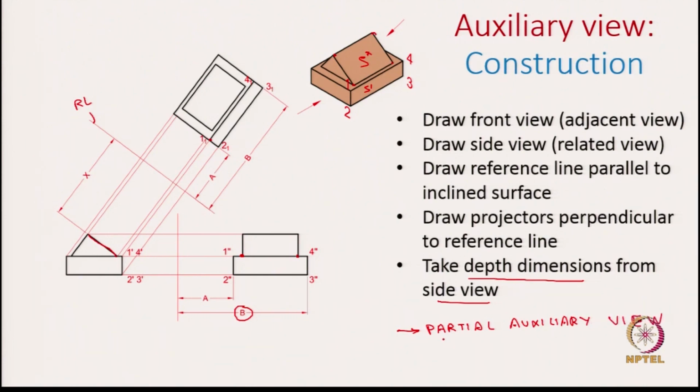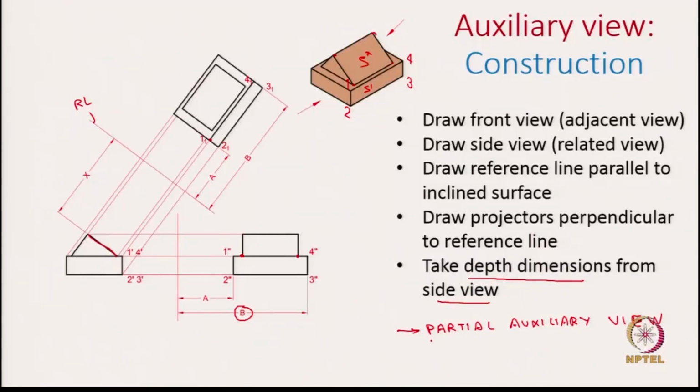In partial auxiliary view, you do not capture the complete object, but instead only capture the surface of interest, the inclined surface in the auxiliary view. But of course, the front view and side view will capture the complete object. I am just talking about the auxiliary view, where we only focus on the surface of interest.